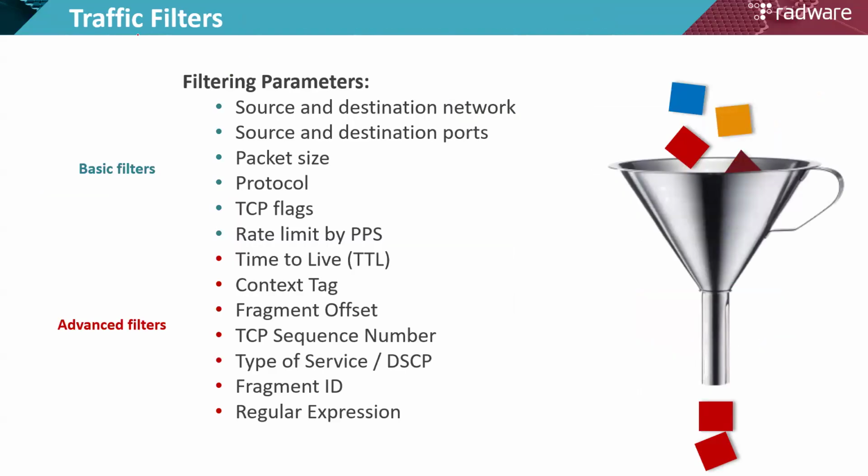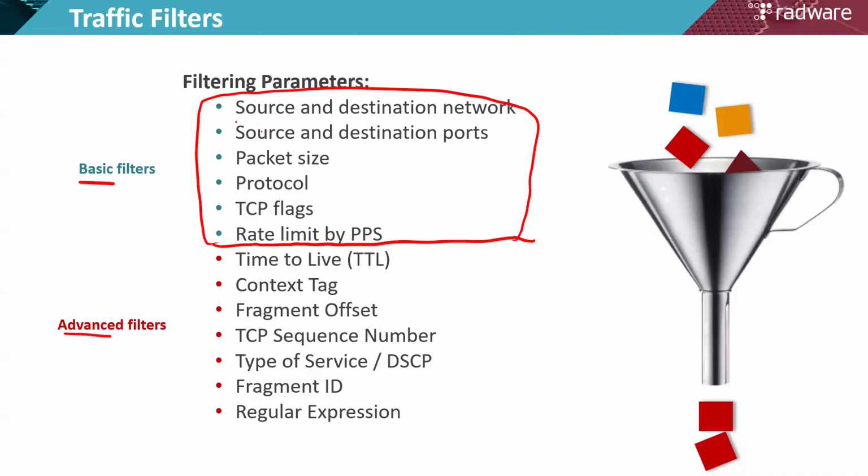Next, traffic filters are categorized into two sections, basic filters and advanced filters. These filters are used to classify the incoming traffic, based on which we will be taking decisions. Basic filters are these, till here. They include source and destination network, source and destination ports, packet size, protocol, TCP flag distribution, packets per second, etc.